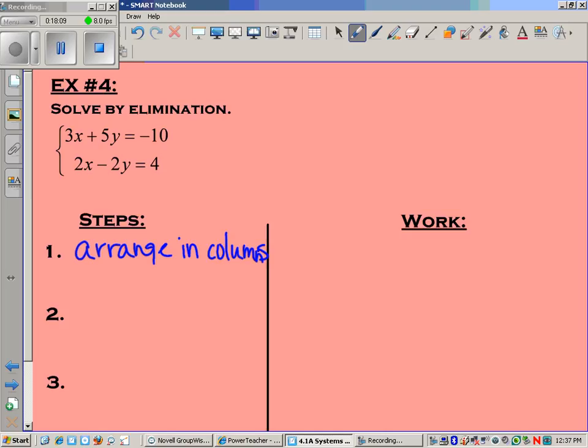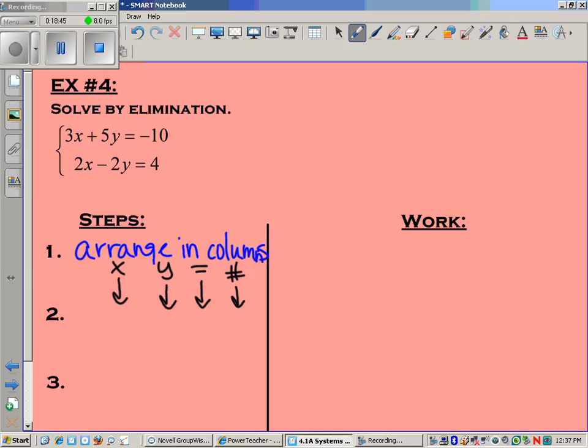Arrange your equations into columns. What I mean by that is that all of your x's should be underneath each other. All of your y's should be underneath each other. All of your equal to signs should be underneath each other. And all of your regular numbers should be underneath each other. It doesn't have to be in that order, but all of your like things should be together. All of your y's, all of your equal to signs, all of your numbers, all of your x's should be arranged in columns.